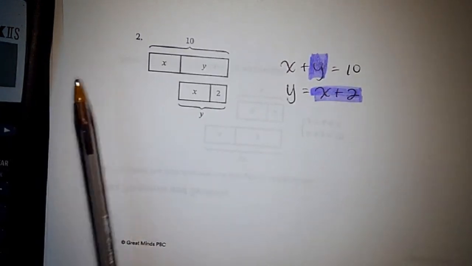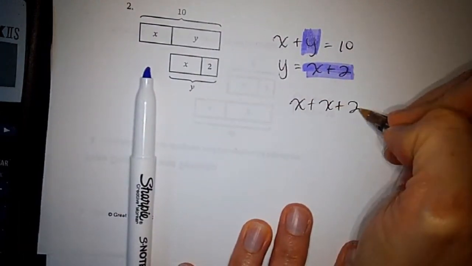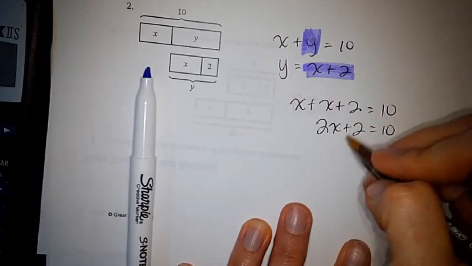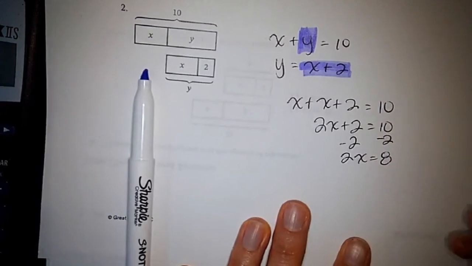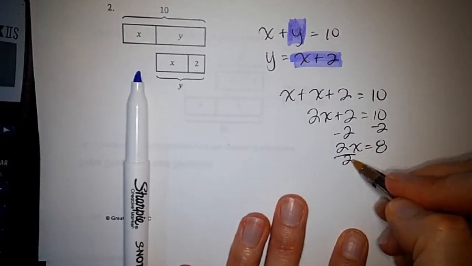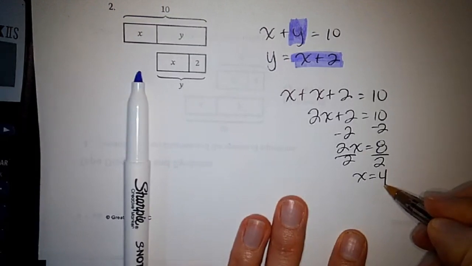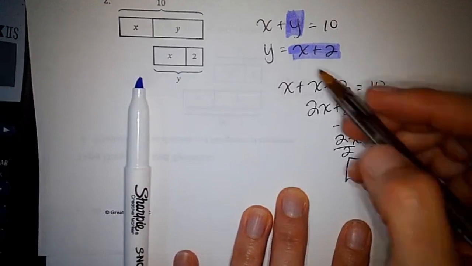2x plus 2 equals 10, minus 2. 2x equals 8. Divide by 2. X equals 4. So if the value of x is 4, what do we know now? Y equals 4 plus 2, so y has to equal what, class?